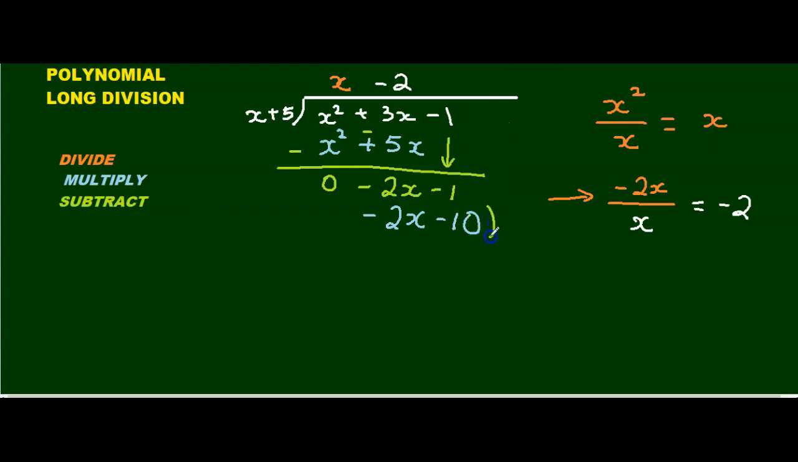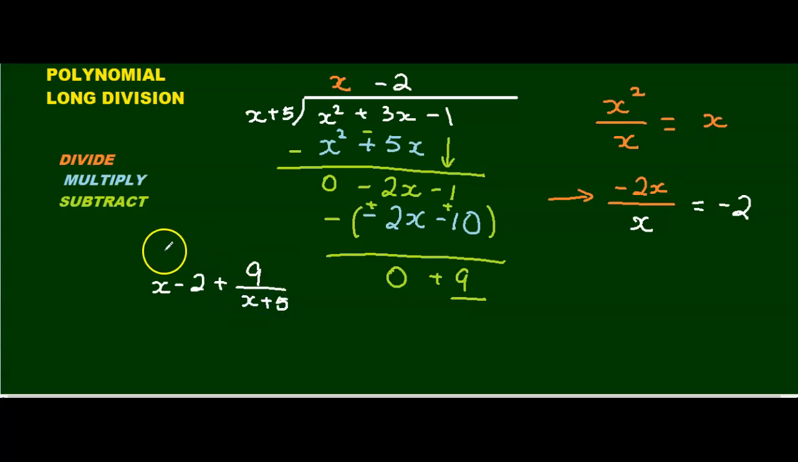So I'm going to go ahead and put a negative there. So this becomes a positive. That becomes a positive. So negative 2x plus 2x gives me 0. Negative 1 plus 10 gives me 9. That's my remainder. So my final solution will be written as x minus 2 plus 9, which is my remainder, over the divisor, which is x plus 5. That's how we solve polynomial long division.